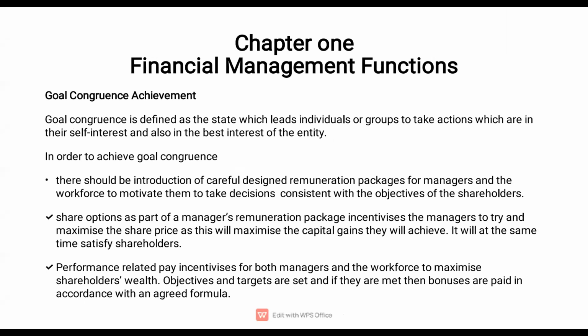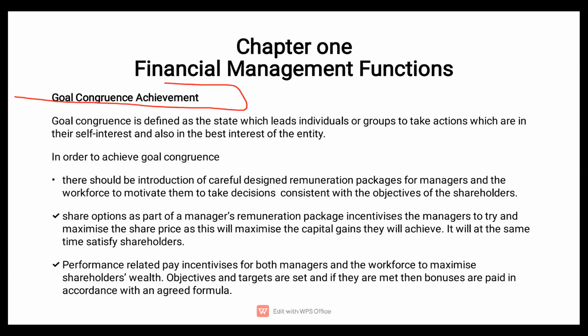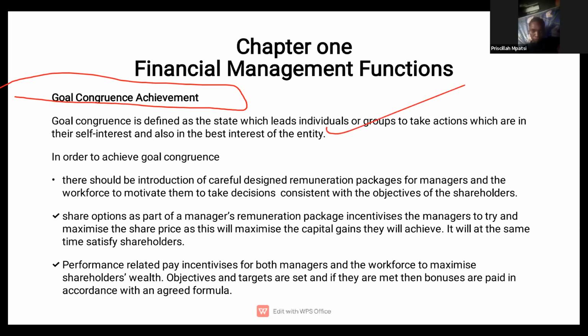So now, the main goal that we always have is goal congruence achievement. It is always our goal as financial managers. What is goal congruence? Goal congruence is the state which leads individuals or groups to take actions which are in their self-interest and also in the best interest of the company. You are interested in what you want, but what you want does not affect the interest of the company. That is goal congruence.